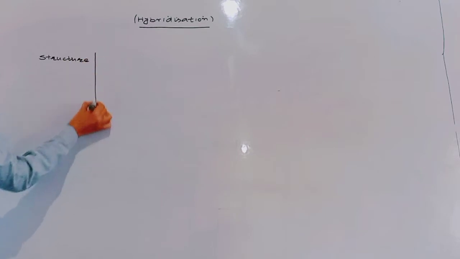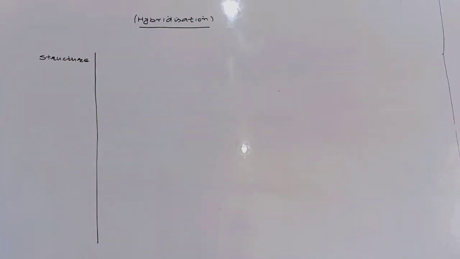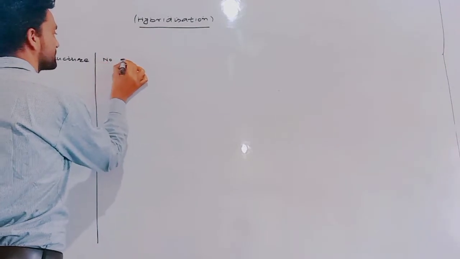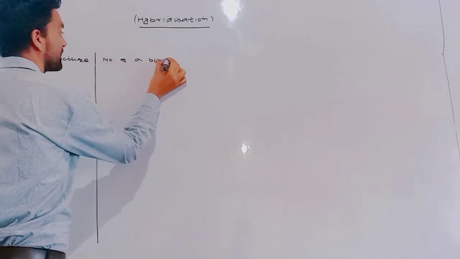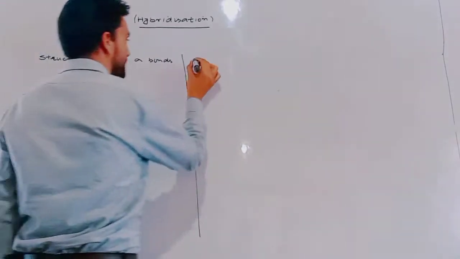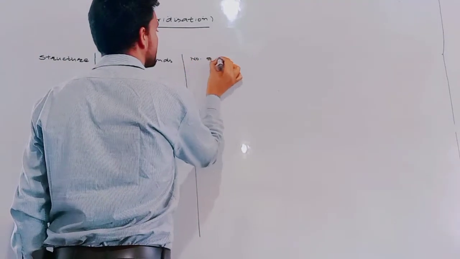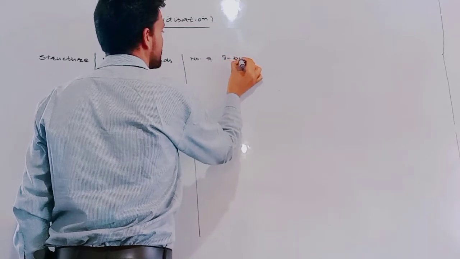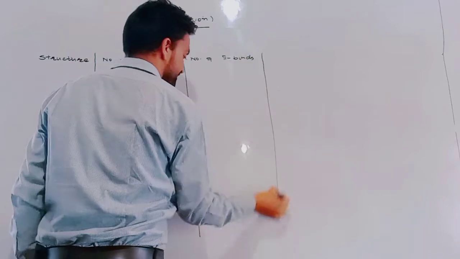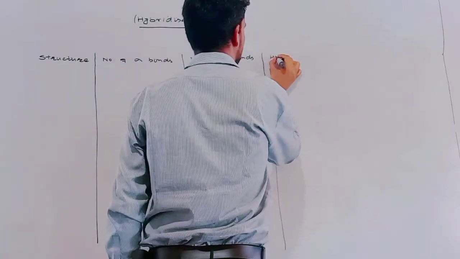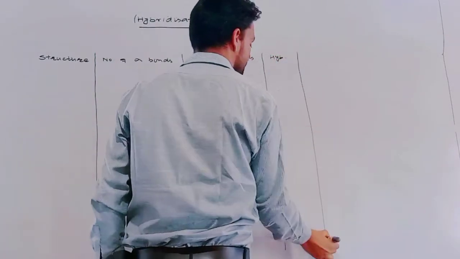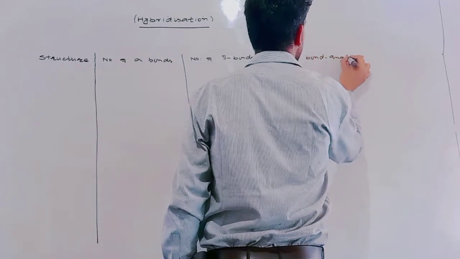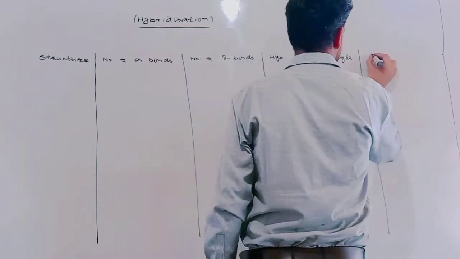It's the structure. Second column will be number of sigma bonds. Number of pi bonds. Hybridization. Bond angle. And next is shape.